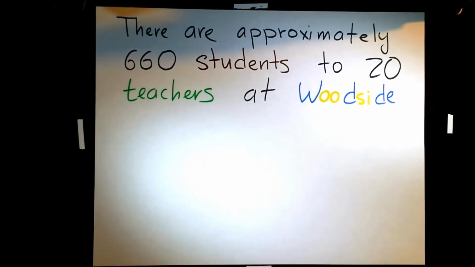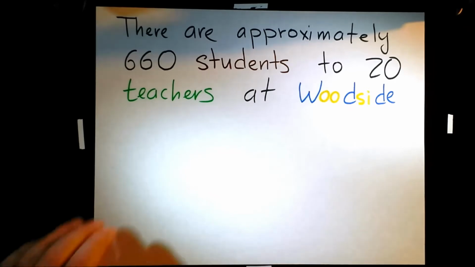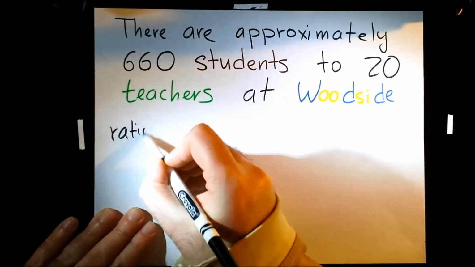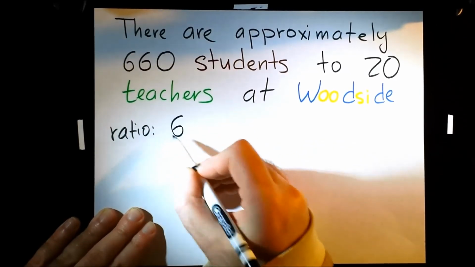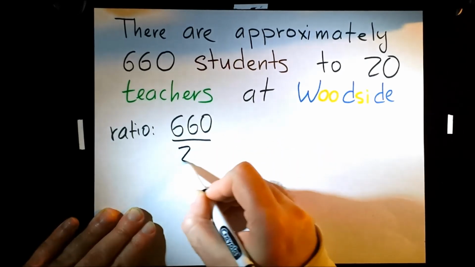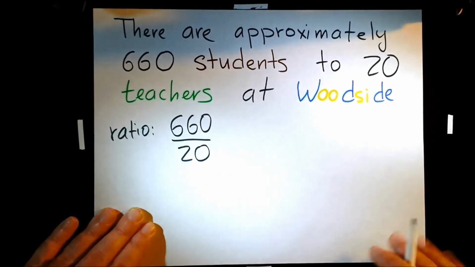All right, here's another statement. This one says there are approximately 660 students to 20 teachers at Woodside. What is the ratio here? Well, the ratio is 660 to 20. What is the rate?